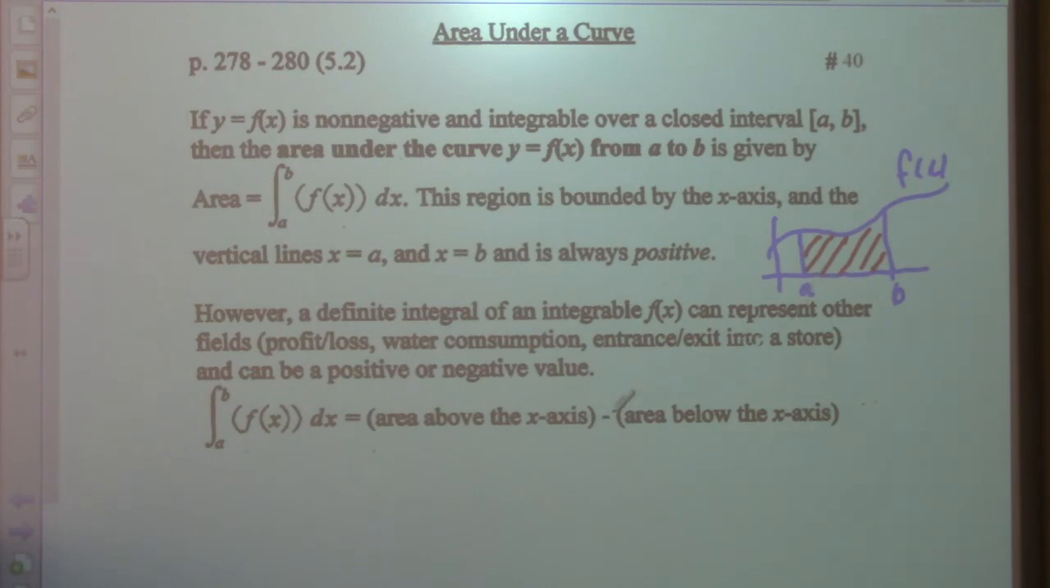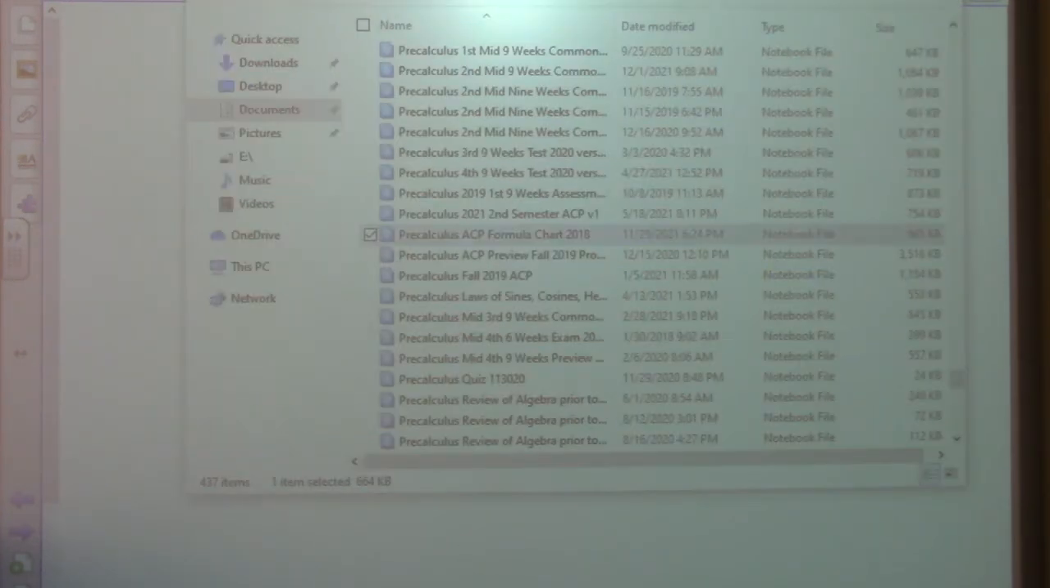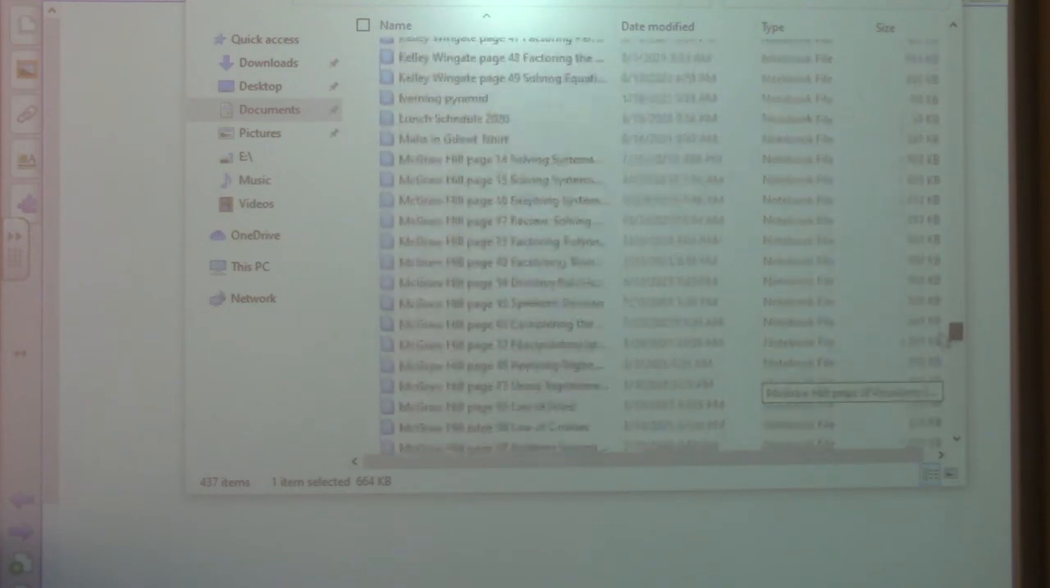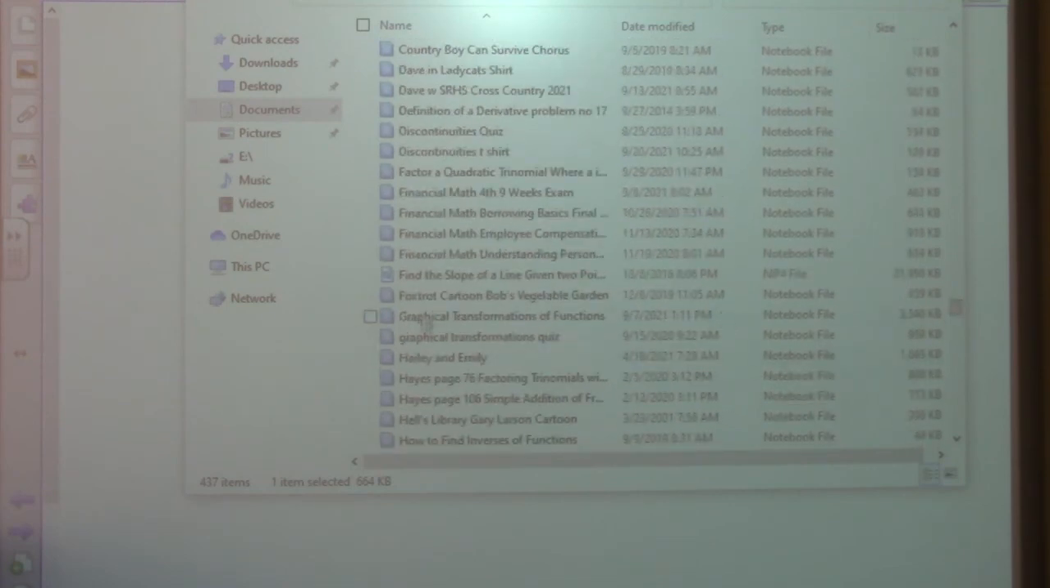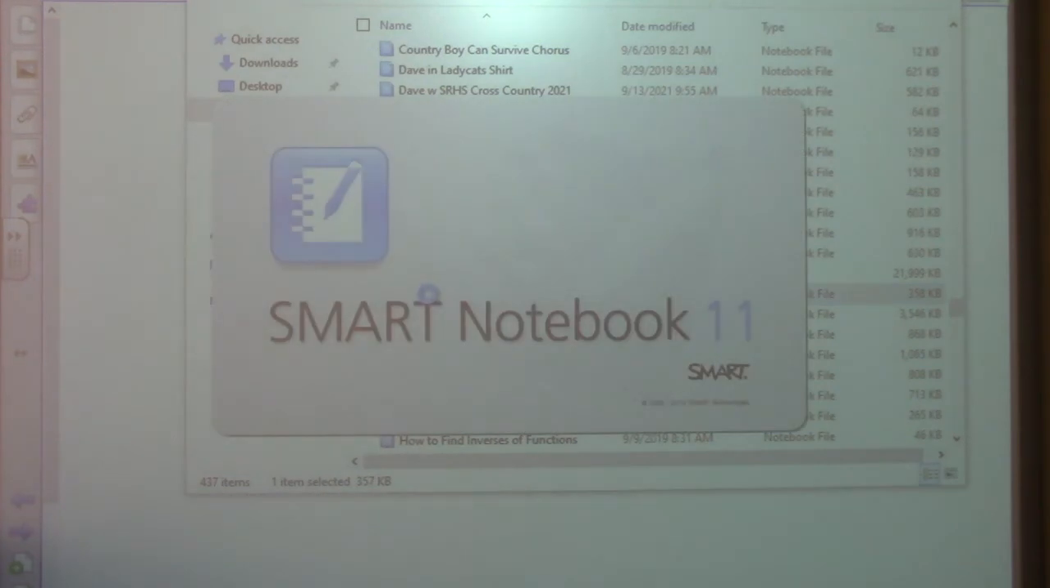Remember I showed you the Foxtrot cartoon thing with Bob's vegetable garden? Remember that? No. You don't remember that? I'm going to show you that because it's funny, it represents this. Foxtrot cartoon, Bob's vegetable garden. I've shown this to you before, but I showed it to you before we worked on integration like we have.